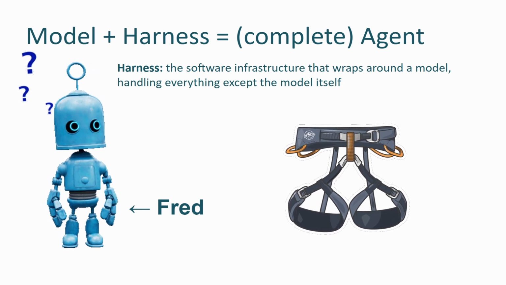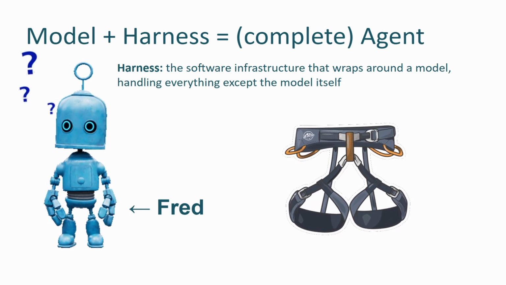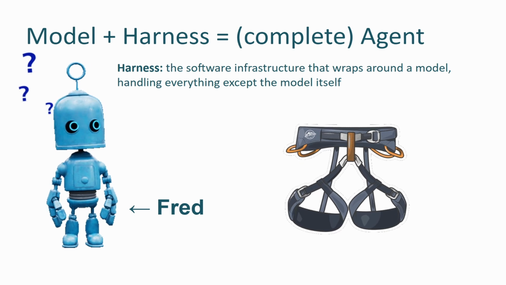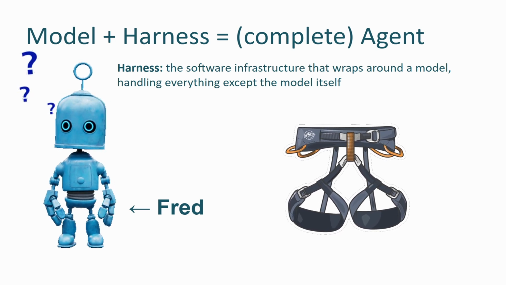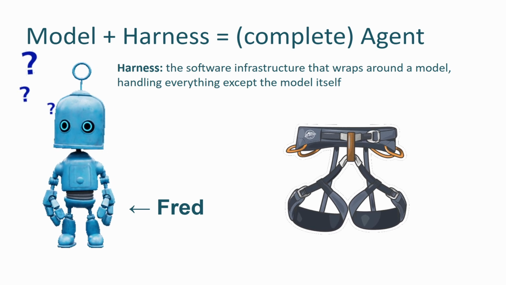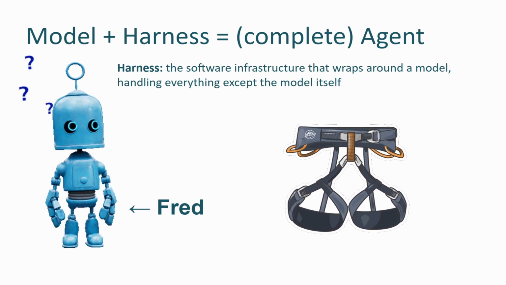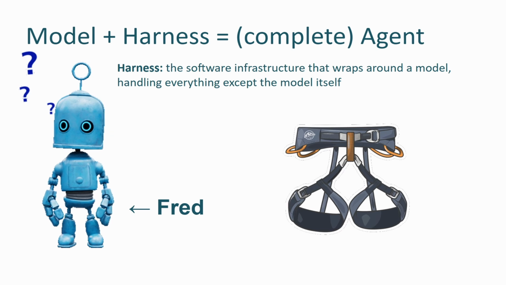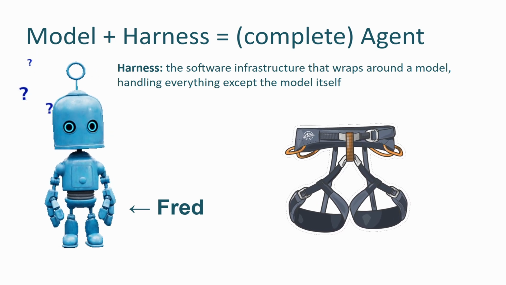So why can't we use the model alone? Because models by themselves are stateless. Every new session starts blind. They have no inherent persistence, no built-in safety, and no way to recover from failure. The full agent, therefore, is model plus harness equals agent.